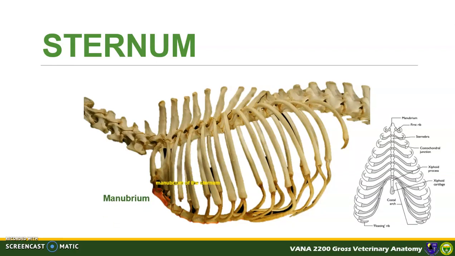Manubrium is the first segment of the sternum. It is longer than the other sternebrae. The body is the middle portion composed of several sternebrae. And finally, the xiphoid process is the last segment of the sternum. It is wide and flat, and it holds the xiphoid cartilage.